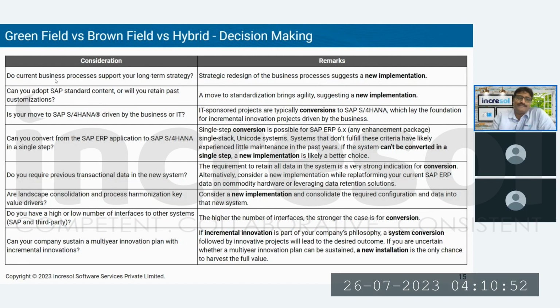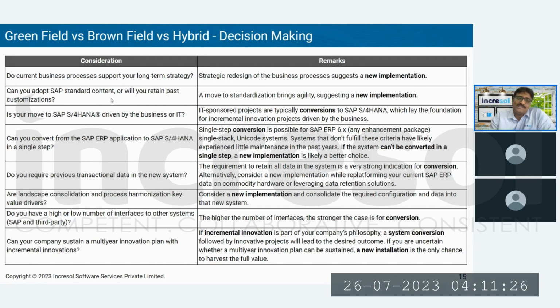The first question is whether the current business process of your system is going to sustain your long-term business strategy, the business promoters' or the business vision. Is the system compatible and sustainable for the next 4 years, 5 years? If the business strategy is in a different way, which is not compatible with the ongoing system, then the best option is to go with a new implementation. If you feel that the system is not going to support you in the long run, then it's better to go with a new implementation. And the other one is, can you adapt standard content or will you retain past customization?